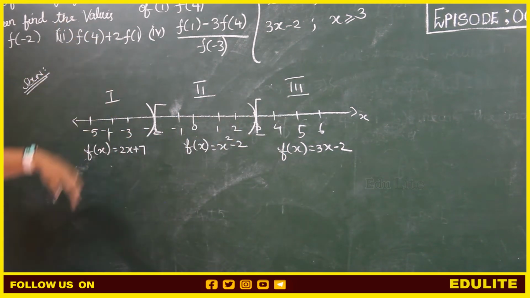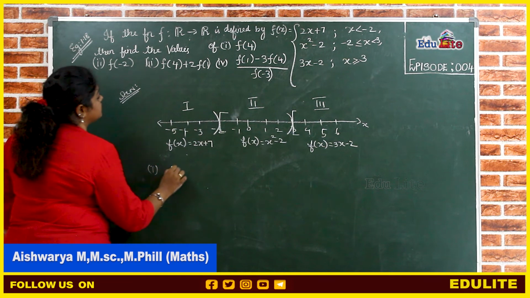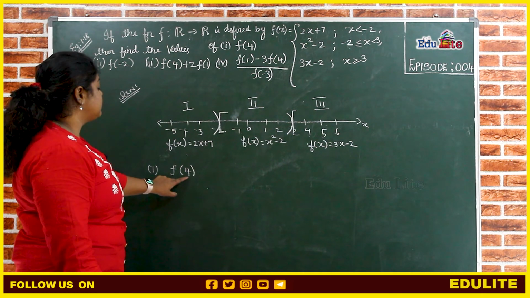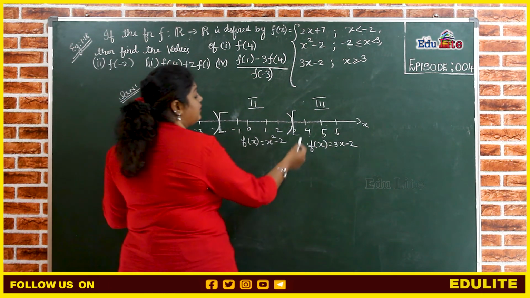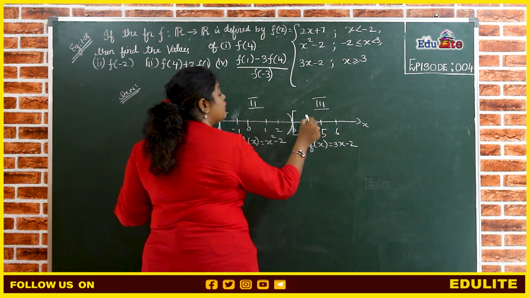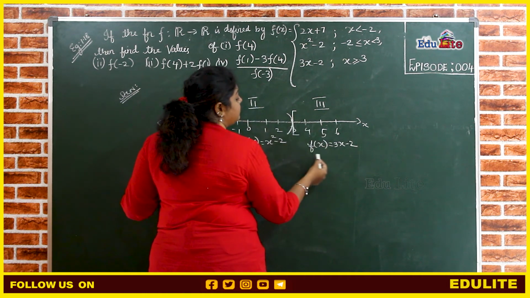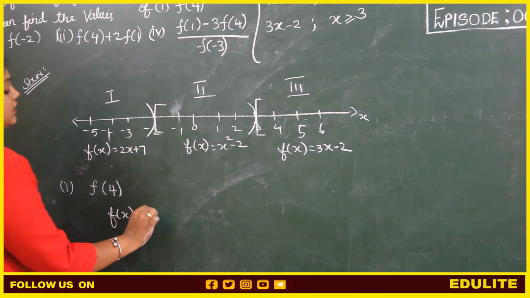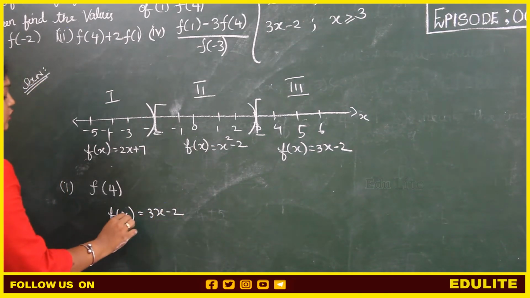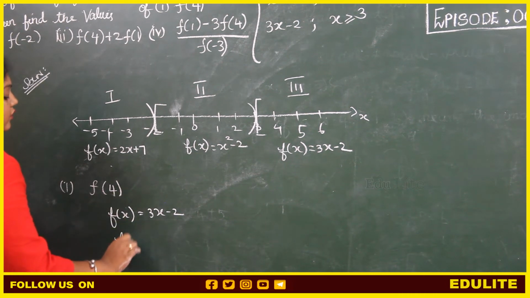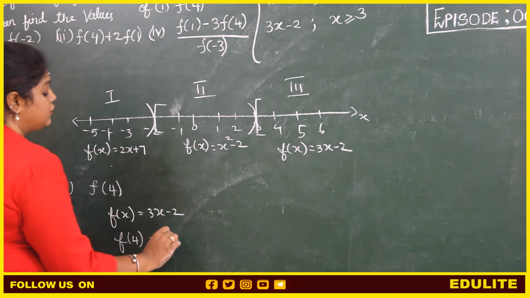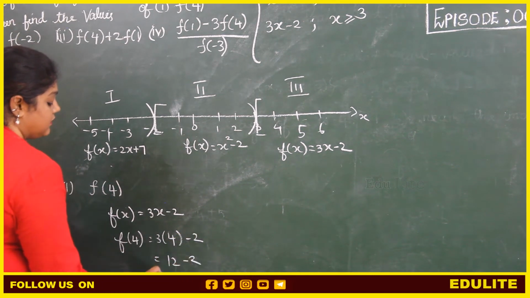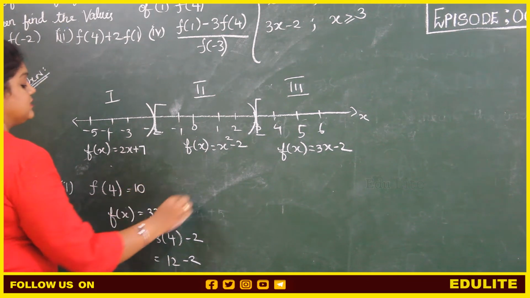Now we will find the given 4 subdivisions. In the first subdivision, we are asked to find f of 4. F of 4 means the value of x is equal to 4. The value of x equal to 4 falls in the third interval, so we have to use f of x equals 3x minus 2. In place of x we substitute 4. F of 4 is equal to 3 into 4 minus 2. 3 fours are 12, minus 2, 10. Therefore, f of 4 is equal to 10.